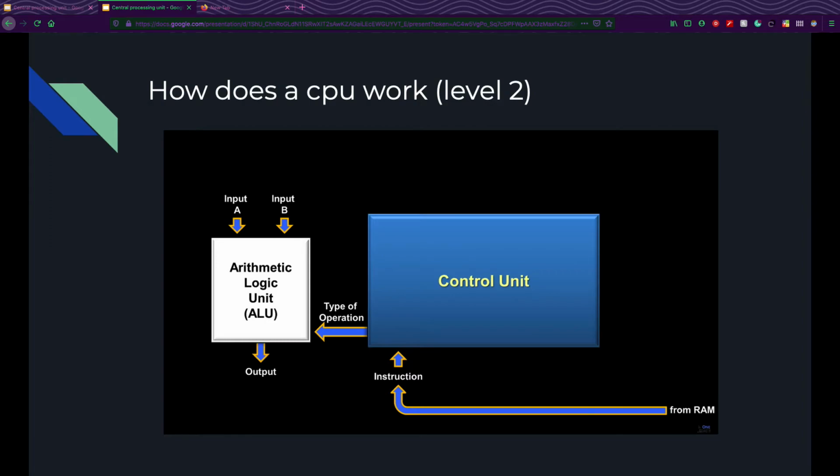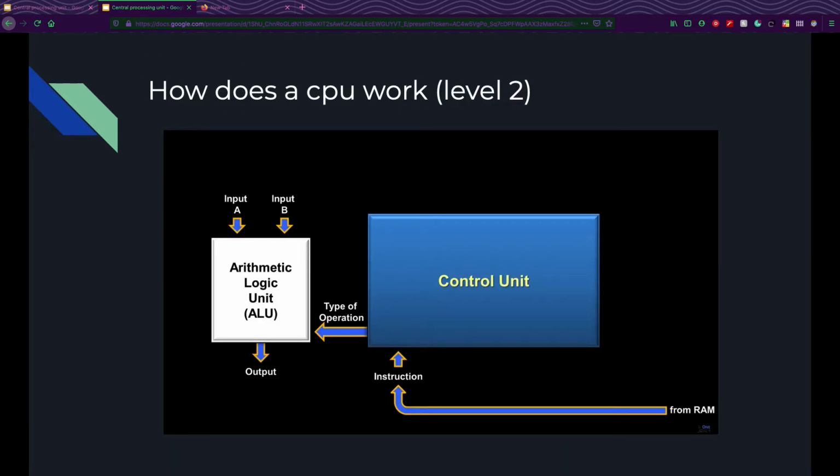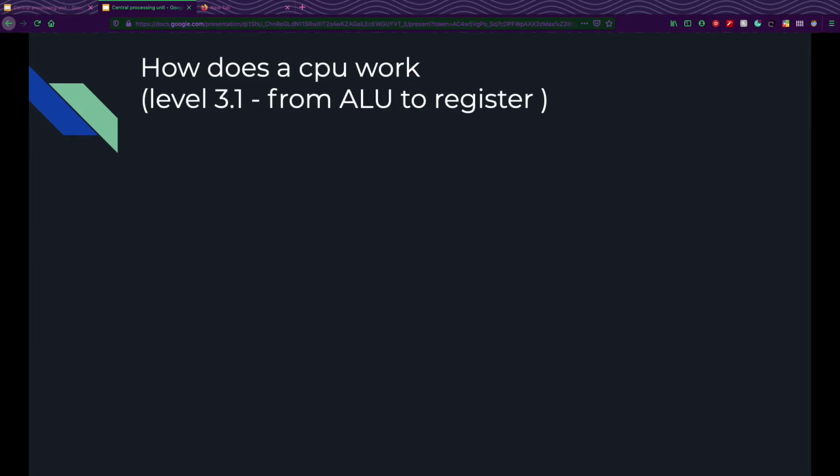You can see the control unit is more like the brain, more like an executive, more like a manager, and the arithmetic logic unit is the one that actually does the work, so it is more like a worker. These are the two basic units of the CPU, and we'll be understanding them in more detail in level 3, but here we can understand the basic difference between them. So now let's go to level 3. We'll understand how the CPU works.